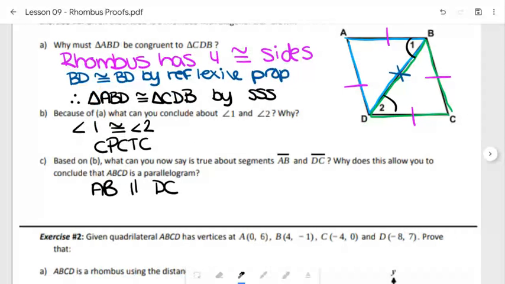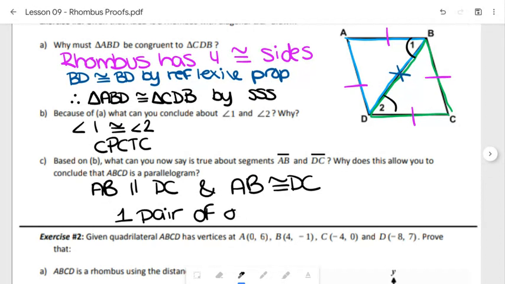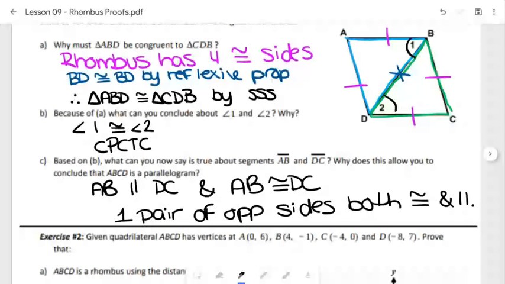So I could say, since AB is parallel to DC and AB is congruent to DC, one pair of opposite sides, both congruent and parallel. So that's one way to prove a parallelogram every time. Obviously, we already knew it was a parallelogram in this case because if it's a rhombus, it has all those properties. But I'm just going through the motions to remind ourselves how we would prove it was a parallelogram.